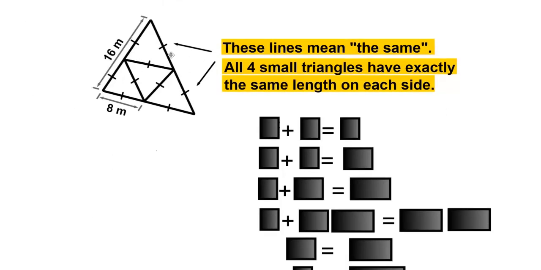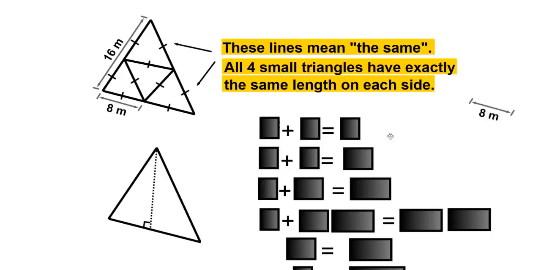To find the area of this triangle, we need to know the base and the height of the triangle. We currently do not know the height of the triangle. The height will be the top of the triangle straight down to the base of the triangle. That will create a 90-degree angle. We also know the distance from here to here is 8 meters, and the distance from here to here is 16 meters. What we don't know is the height of the triangle.